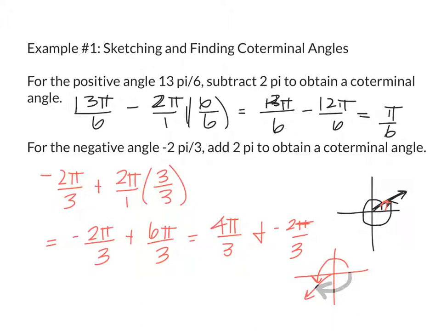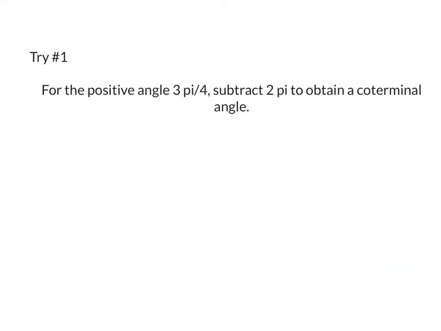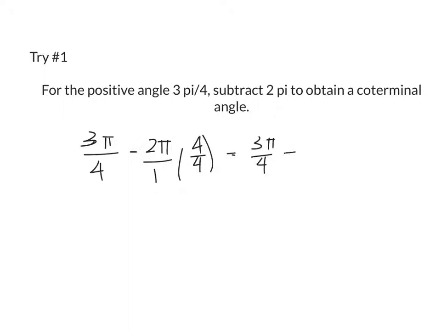All right, let's keep going. So we're going to practice again. It says for the positive angle 3 pi over 4, subtract 2 pi to obtain a coterminal angle. So 3 pi over 4. If we subtract 2 pi, again, we need a common denominator. That common denominator is 4, so we're going to multiply by 4 over 4. So this is 3 pi over 4 minus 8 pi over 4. That's going to give you negative 5 pi over 4. So the coterminal angle with 3 pi over 4 is negative 5 pi over 4.